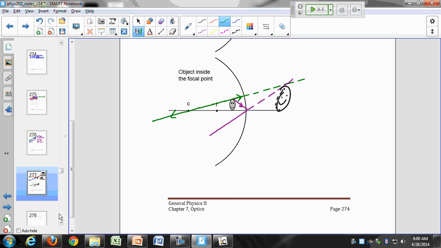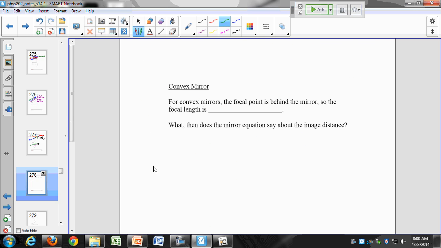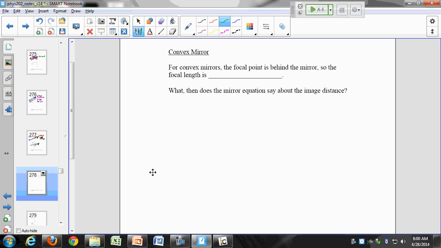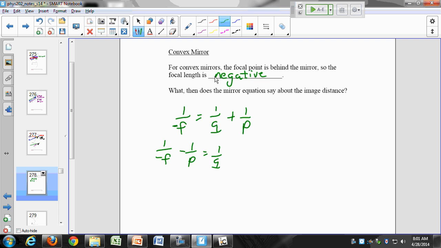All right. The last one is similarly difficult because you're dealing a lot with virtual rays, and that's the convex mirror. For convex mirrors, the focal point is behind the mirror, so the focal length is negative. So if I look at the mirror equation, 1/f = 1/q + 1/p. If the focal length is negative, I'm just going to make this a negative value. Then I get a q that's also negative, because I would have 1/(-f) - 1/p = 1/q. So regardless of what the magnitude of f or p are, q is always negative.